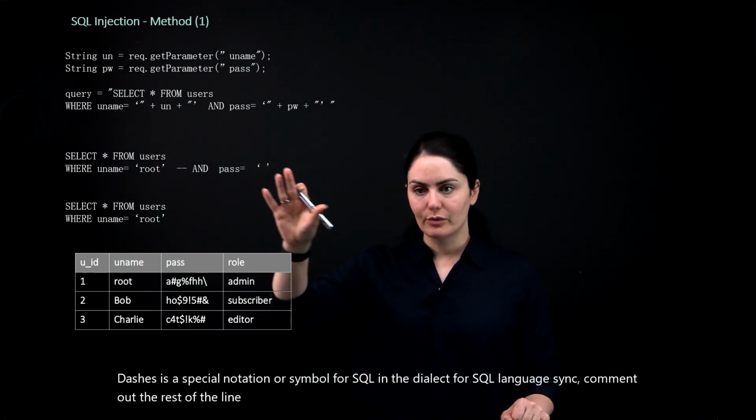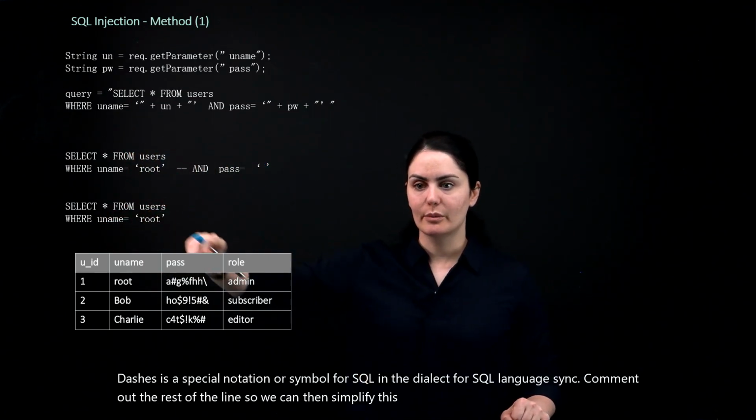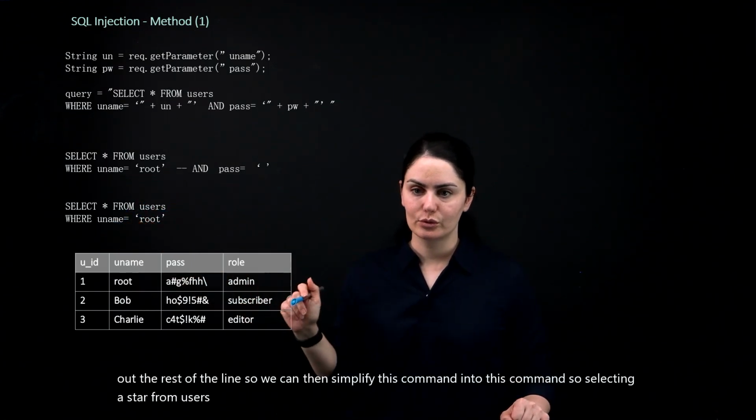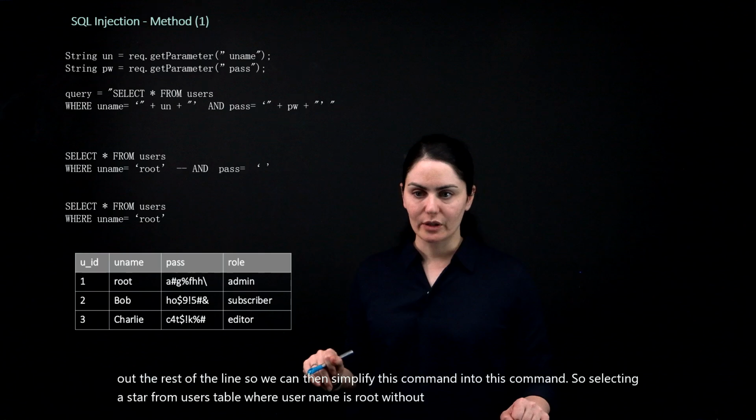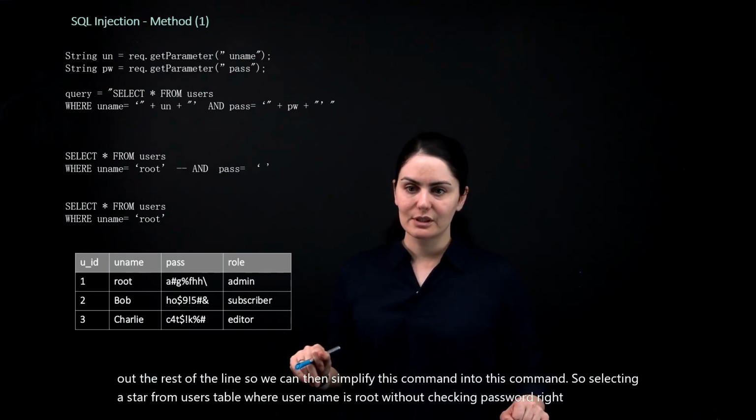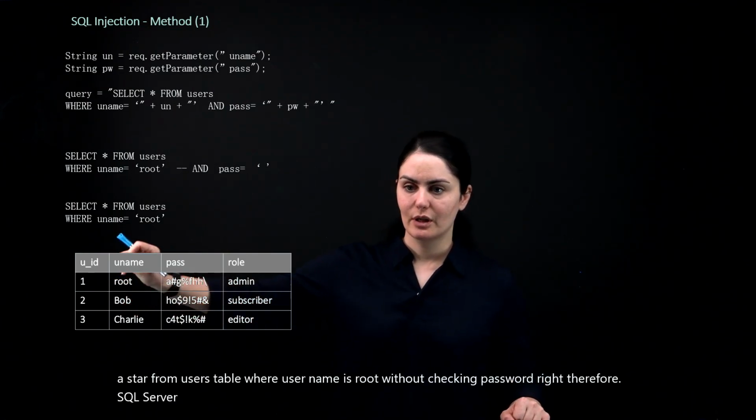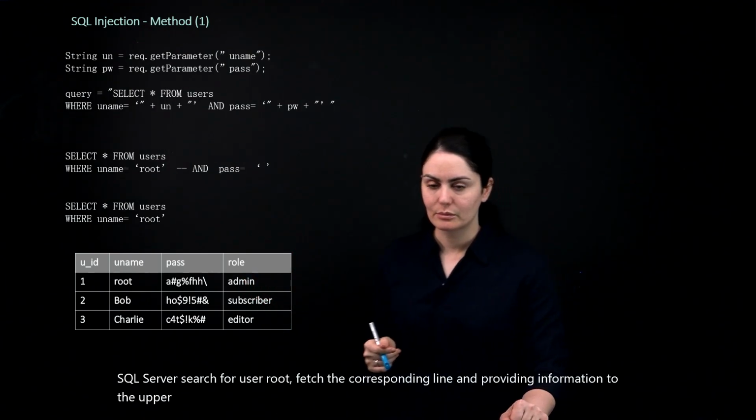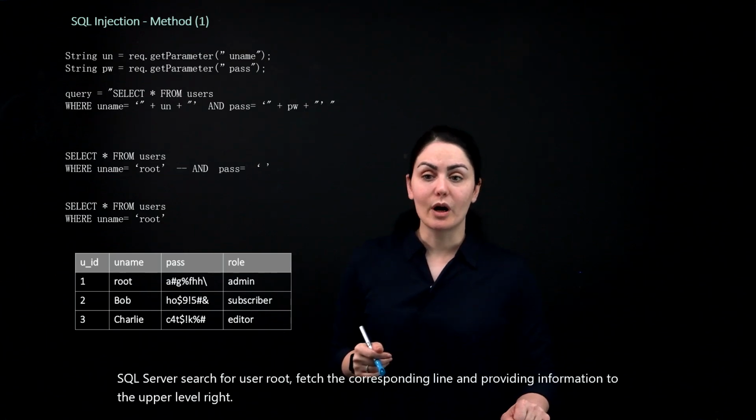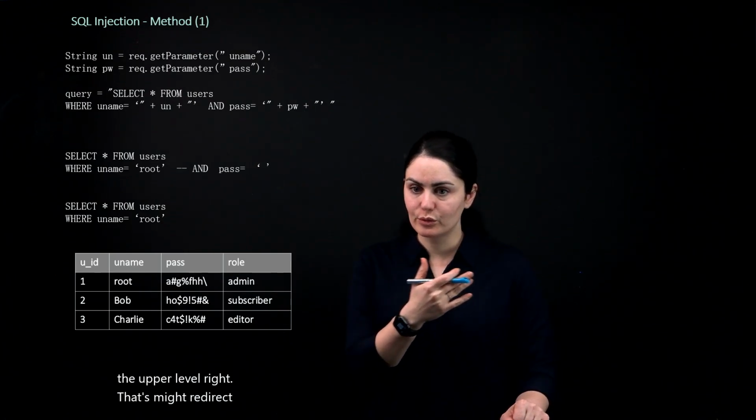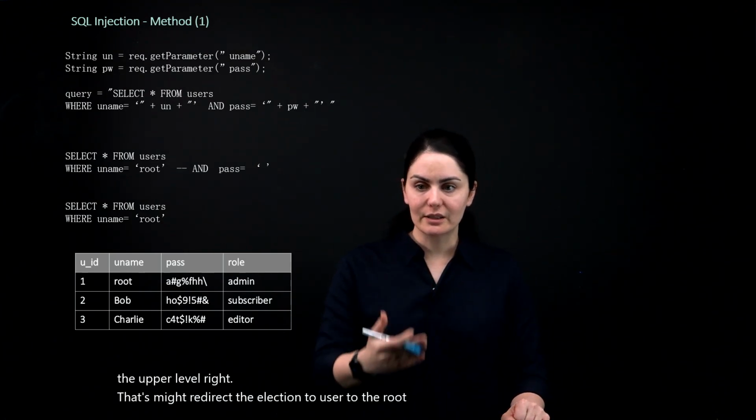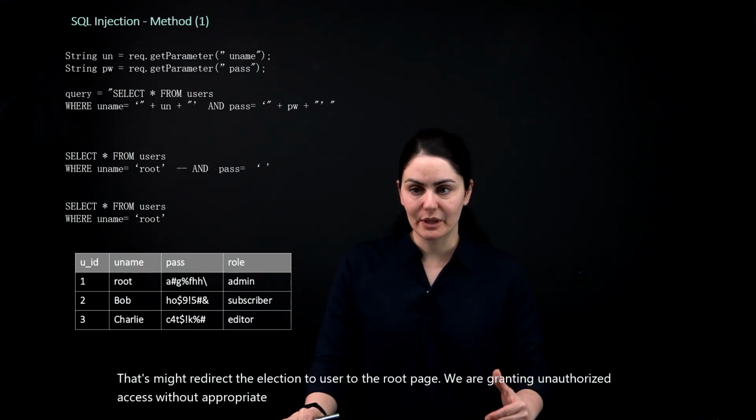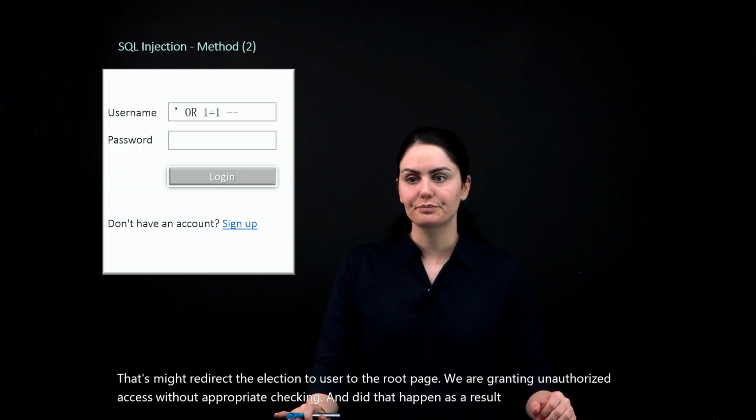So we can simplify this command into: select star from users table where username is root, without checking the password. Therefore, SQL Server searches for user root, fetches the corresponding line, and provides the information to the upper level. That might redirect the illegitimate user to the root page. We are granting unauthorized access without appropriate checking, which happened as a result of SQL injection.